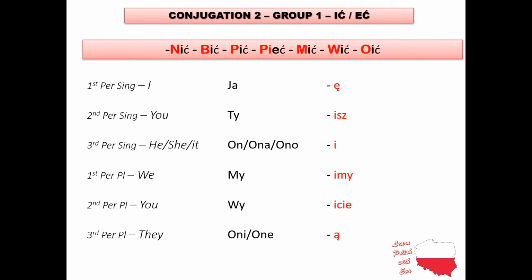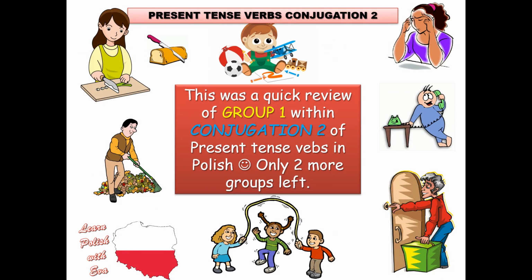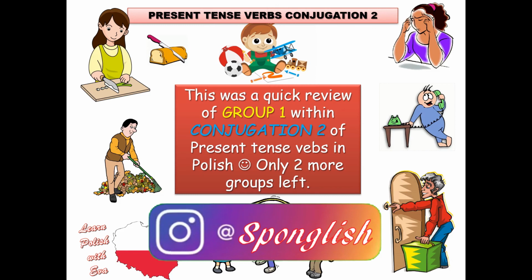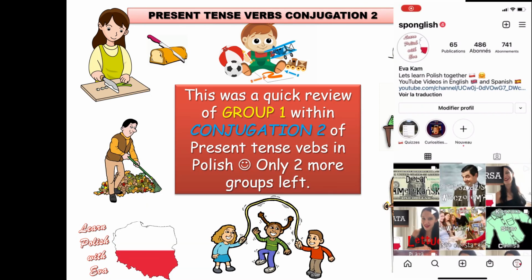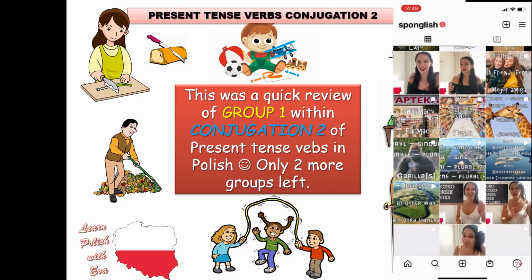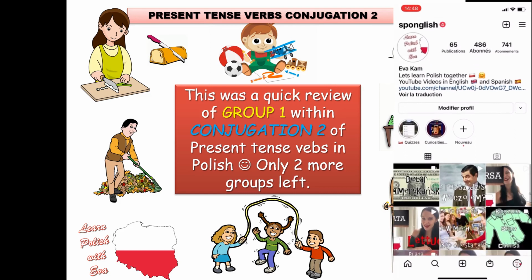Just remember that group 1 has verbs that end in -ić and -yć. However, probably most of the verbs end in -ić rather than -yć. And that's how you will distinguish this group. So this means we've completed fully group 1 within conjugation 2, and we will see each other in next week's video that will deal with group 2, because we have only 2 more groups left, okay? This quick new approach to this group will make it much easier for us to finish this conjugation 2 and proceed with conjugation 3 and 4.